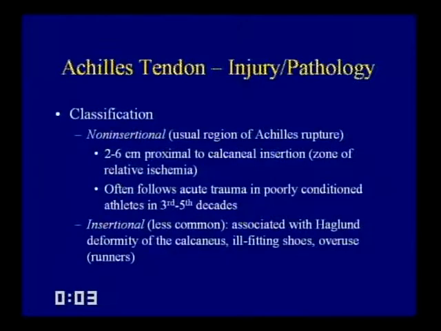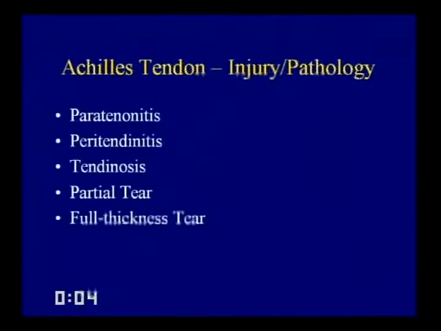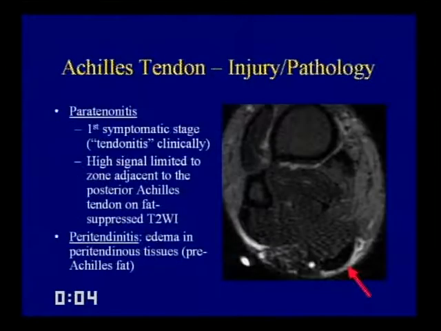It often follows acute trauma in poorly conditioned athletes in the 3rd to 5th decades. Insertional injury is less common. It's associated with Haglund's deformity of the calcaneus, which we'll talk about in a little bit, as well as ill-fitting shoes and overuse syndromes, particularly in runners. Let's talk about just the different terminology. Peritendinitis, tendinitis, tendinosis, partial tear, and full thickness tear. We'll talk a little bit about each of these terms. Some of them are interchangeable.